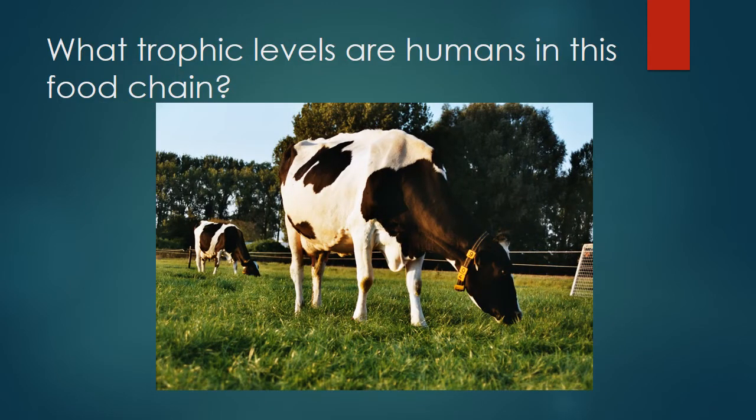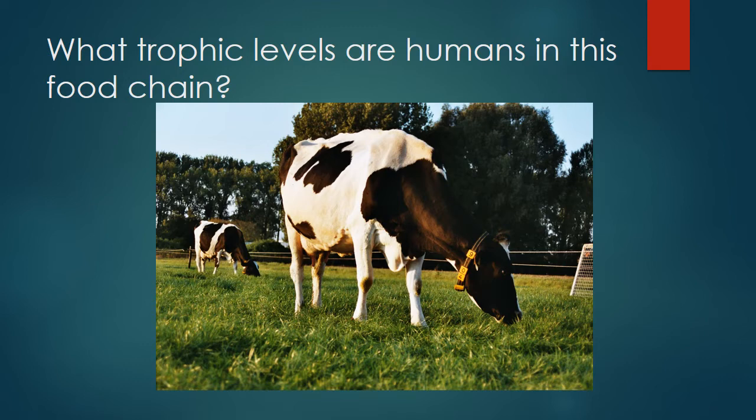So here we have a food chain. Now what I want you to think about is who are the producers, who are the primary consumers, who are the secondary consumers. It doesn't matter if you are vegetarian and you are only drinking the milk from the cow, or if you are a carnivore or an omnivore and you are eating the meat from the cow. What level are you at, or what level are humans at in this food chain?